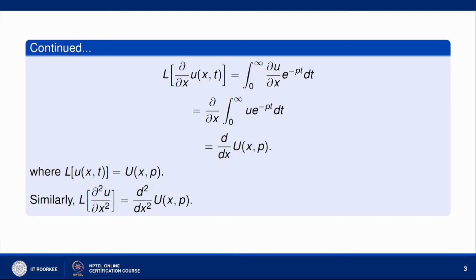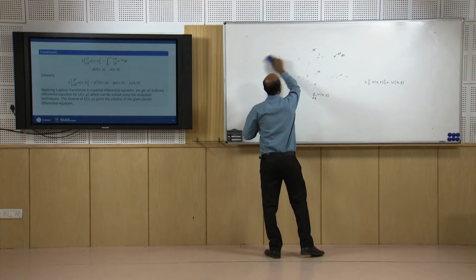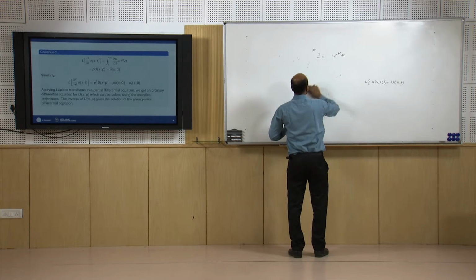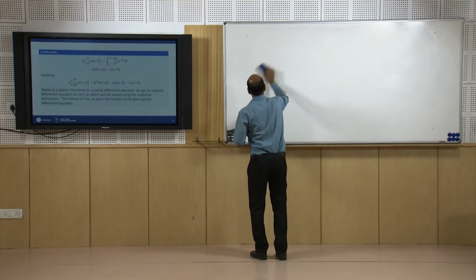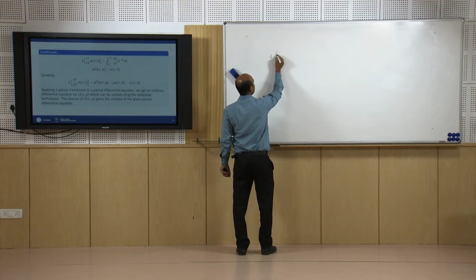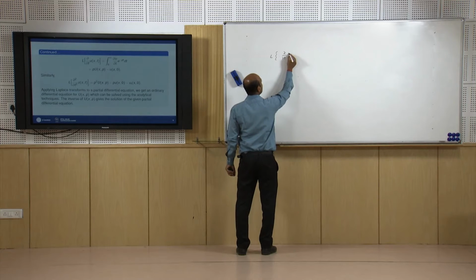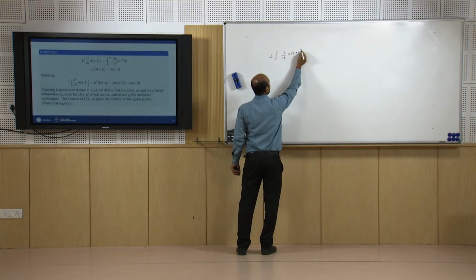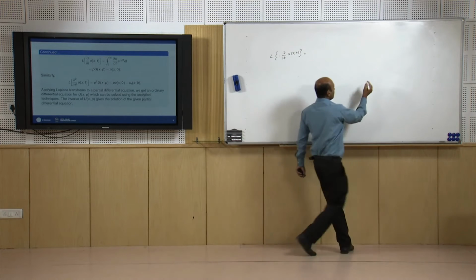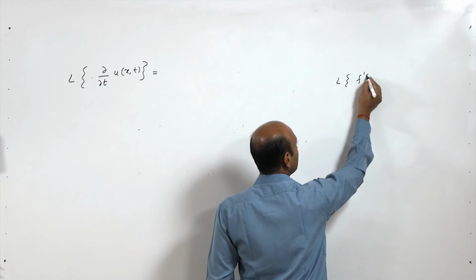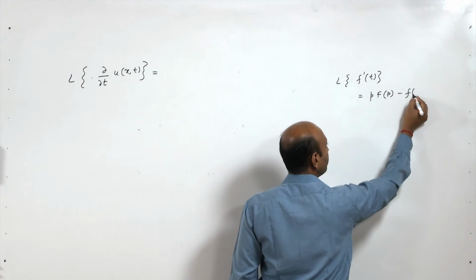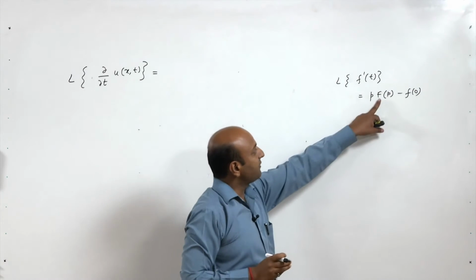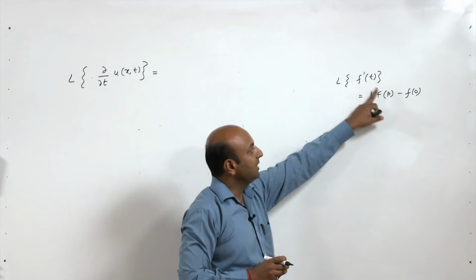Now, let us compute the Laplace transform of the partial derivative of u with respect to t. What is this? We can easily see, because the Laplace transform of del by del t of u(x,t)... We know that the Laplace transform of f dash t is nothing but p F(p) minus f(0), where this F(p) is nothing but the Laplace transform of f(t).